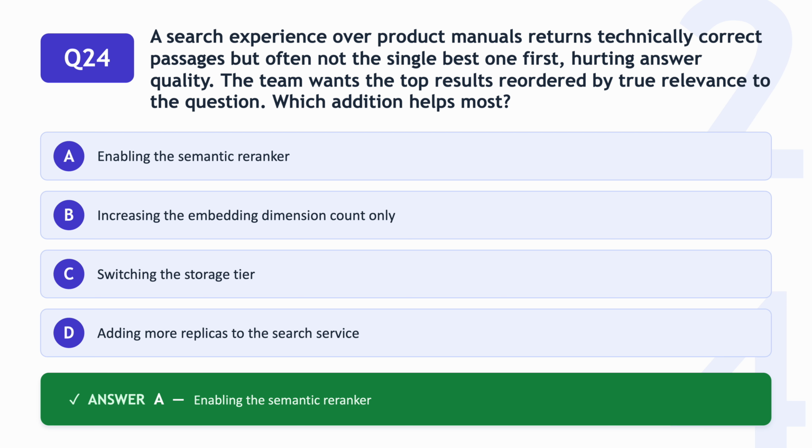Why A is correct. The problem isn't that relevant passages aren't being found. The problem is that the best passage is not being ranked first. A semantic re-ranker takes the initial set of retrieved results and uses deeper semantic understanding to reorder them by true relevance to the user's question, pushing the most useful passages to the top.